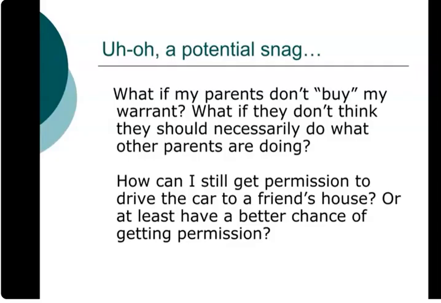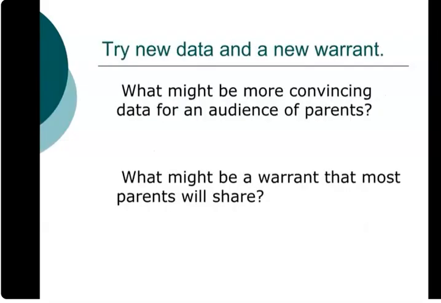So here's the snag. What if your parents don't buy your warrant? What if they don't think that they should necessarily do what other parents are doing? This is where the argument's going to break down, okay? How can you still get permission to drive the car to a friend's house, or at least have a better chance of getting permission? You need to try new data, which would imply that you're getting a new warrant.